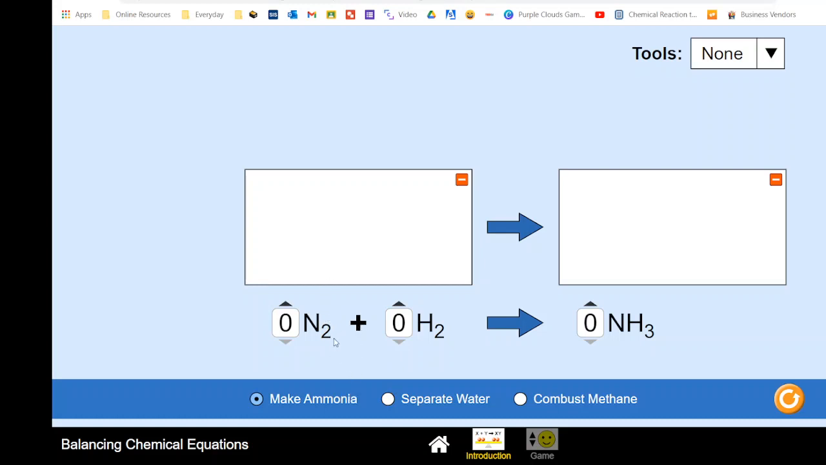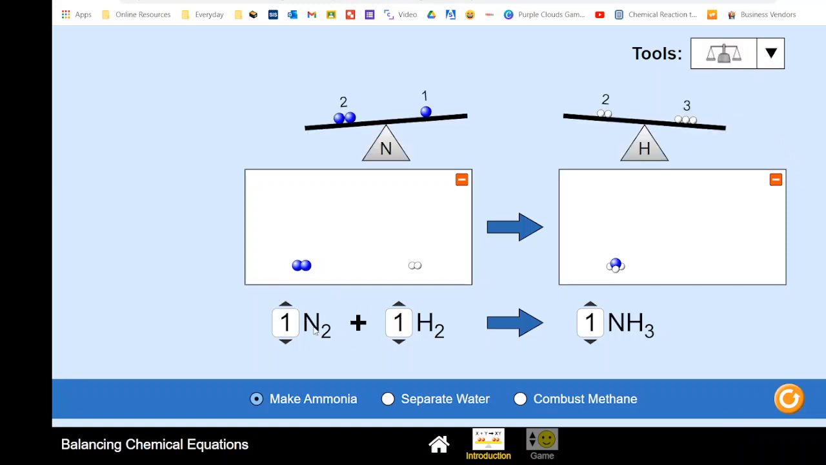You never change the chemical formula of any of your reactants or products when balancing. The only thing you can change are numbers in front we call coefficients. As you add a number in front of each of these compounds, you see little molecules pop up in the white space.